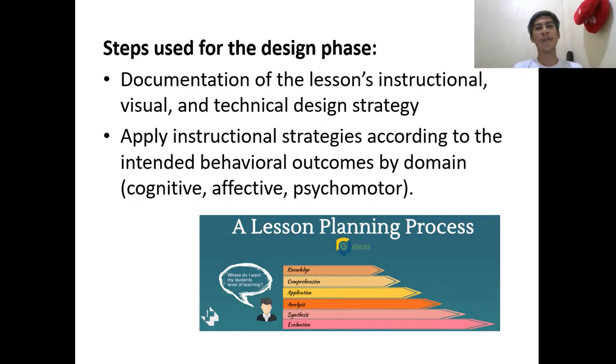The whole design. And in the design phase, you apply instructional strategies according to the intended behavioral outcomes by domain: cognitive, affective, psychomotor. I am referring to the instructional strategies. So you already have planned lessons, right? And each lesson has cognitive objectives, affective objectives, psychomotor objectives. So your instructional strategies must be aligned to those objectives per lesson.